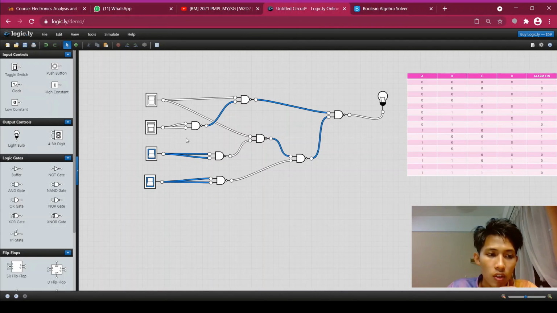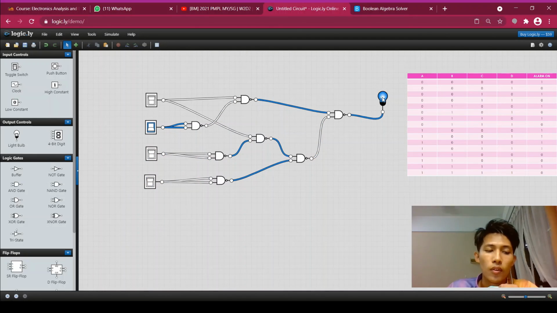Move to the next condition, which is 0 1 0 0. We can see here the output is 1. Referring to the truth table, 0 1 0 0 is 1 also. Then move to the next one, which is 0 1 0 1. We can see here the bulb is not lit, so the output is 0. Referring to the truth table, 0 1 0 1 is 0. So the result is still correct.